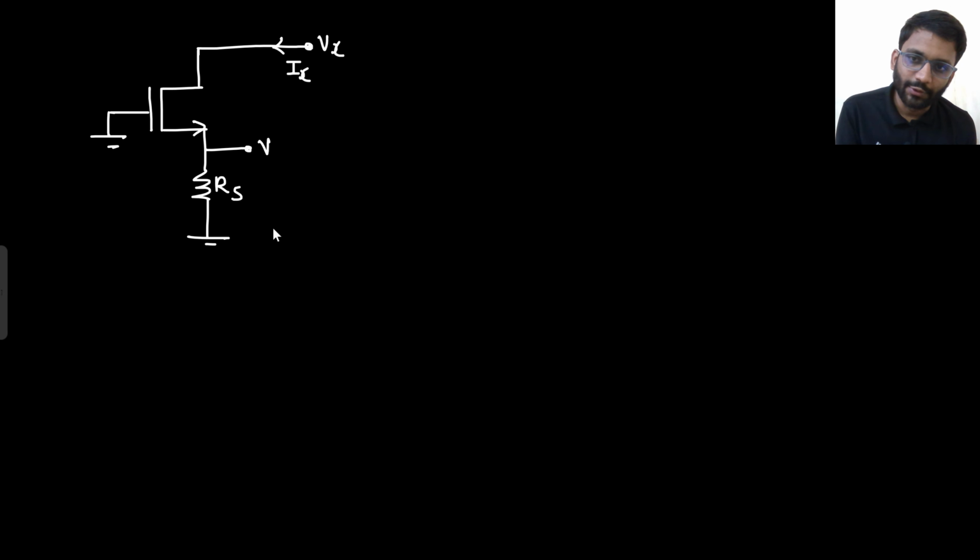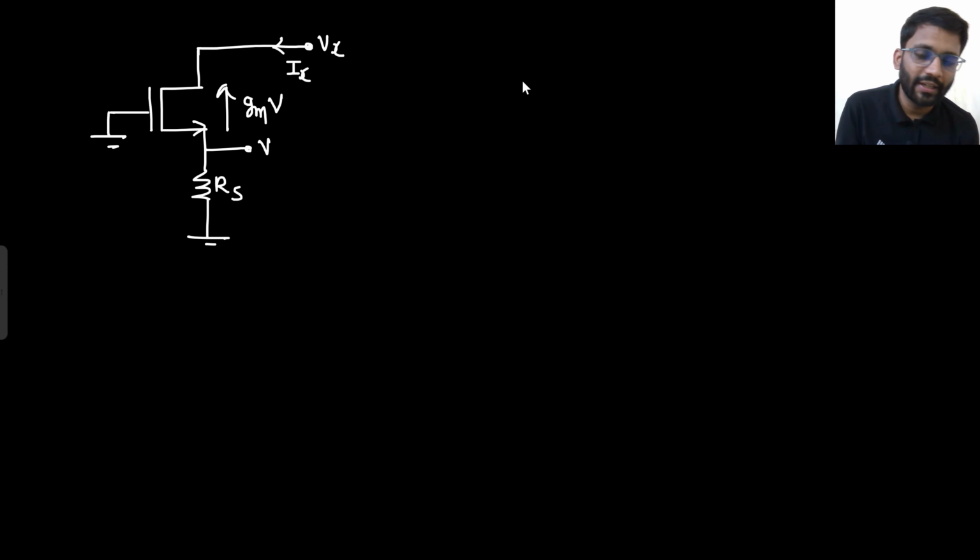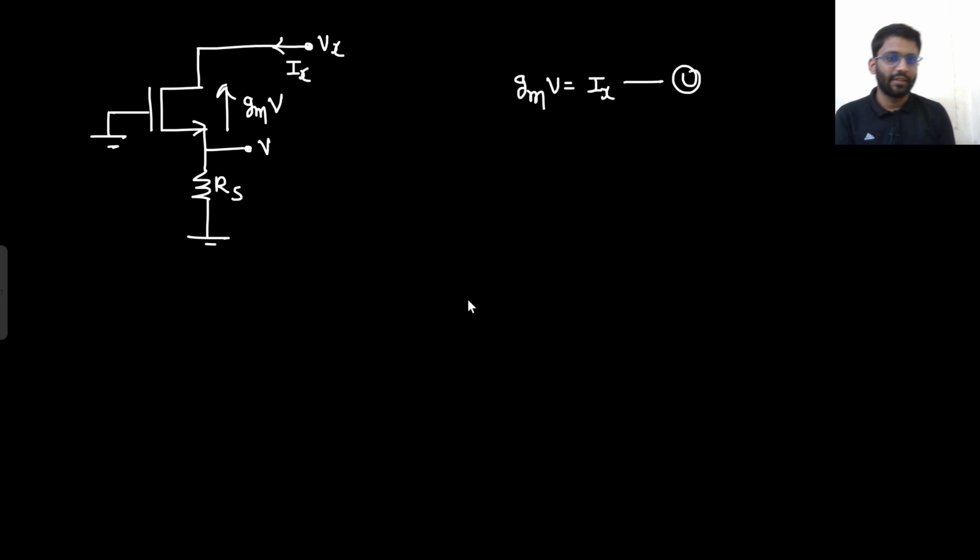Now, this is your V, right? What is the current flowing here in upward direction? That would be GMV. Say yes or no. The current in the upward direction would be GMV. Now here GMV will be equal to IX only. GMV will be equal to IX. This is the equation 1. Right? GMV will be equal to IX.